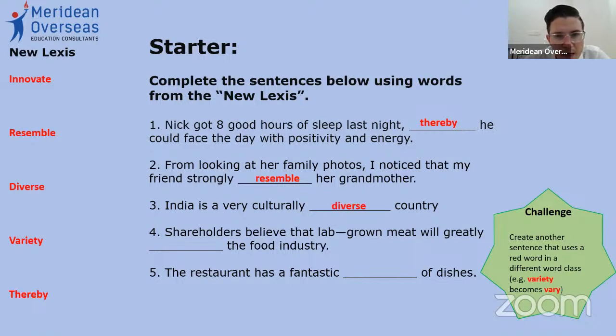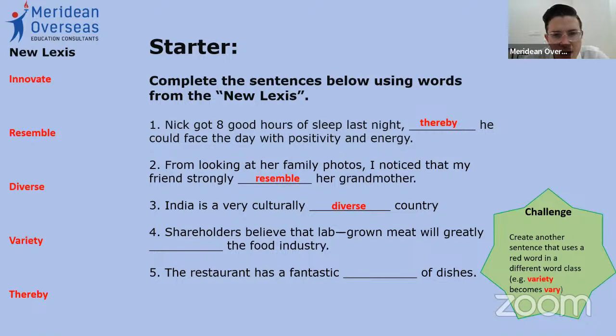And number 3, India is a very culturally diverse country. So again, people from all over India have very different languages. You might have different religions, different perspectives, different politics. So lots of difference is contained within India itself. So it's a very diverse country.